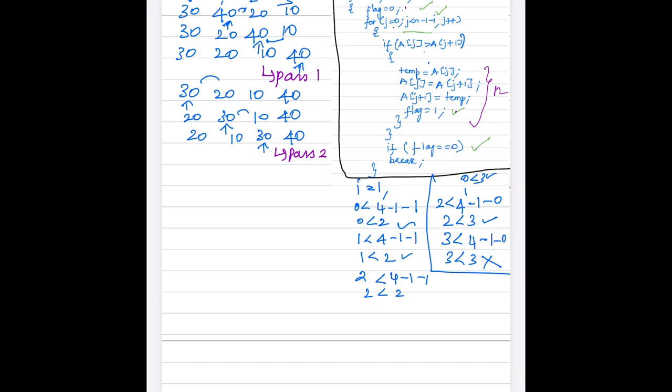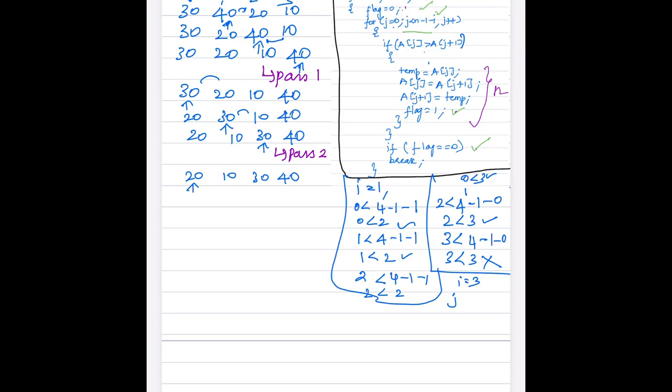So here i equals what? Here i equals 3. Yes, when i equals 3, just write the output of pass 2: 20, 10, 30, 40. You should start from j equals 0. So this is my j. Okay, and what we have to check is j less than n minus 1 minus i.